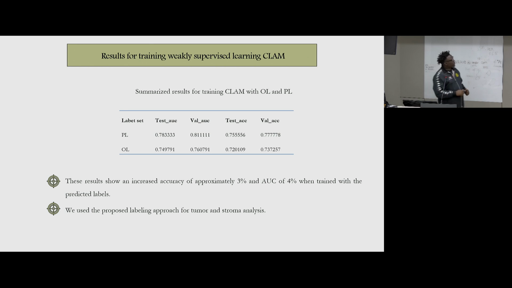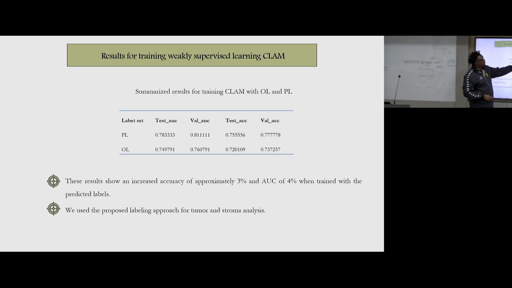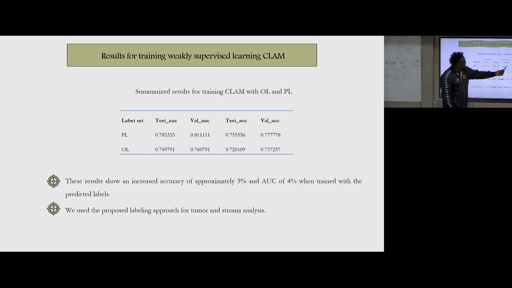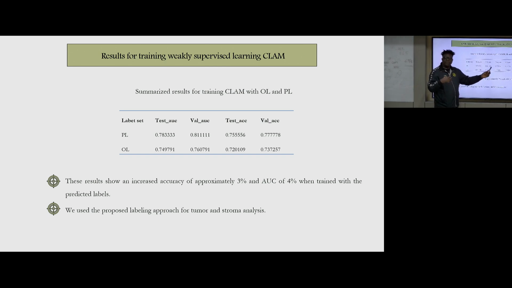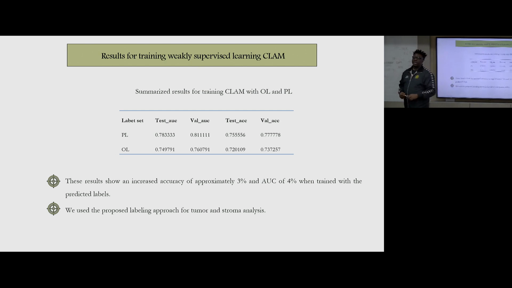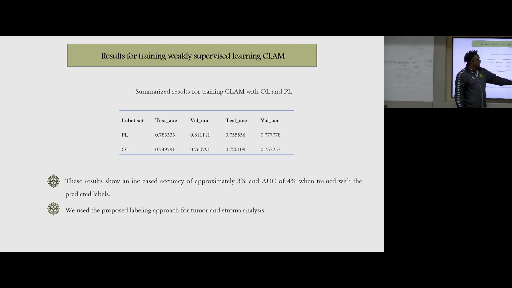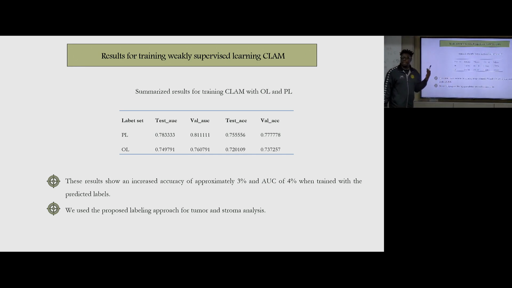So when I use those two, I try to train on the original label and the predicted label in CLAM. For the predicted label, I have an accuracy of 75%. So if I make my slide using the predicted label, it gives 75. But when I use the original label, it's 72. So there's like a 3% increase in accuracy, and it's also the same here. In the A, you see a 4% increase.